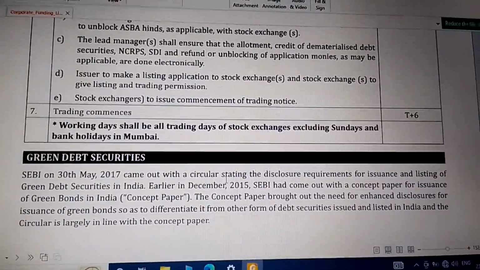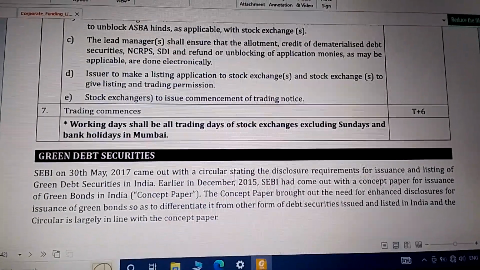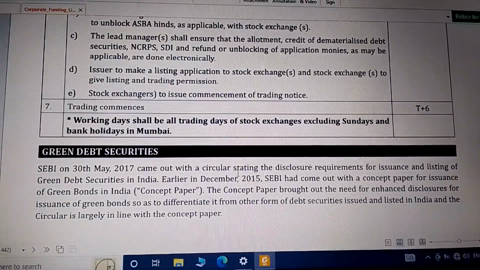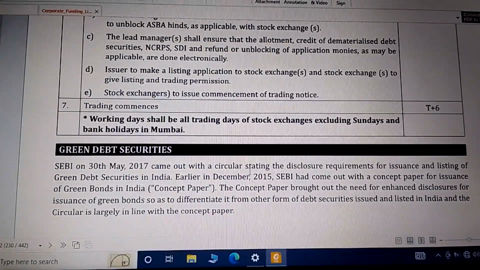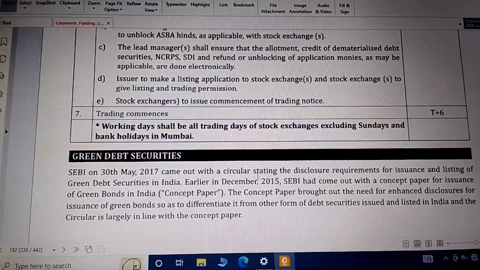Issuer to make a listing application to the stock exchanges, and the stock exchanges to give listing and trading permissions. Stock exchanges to issue the commencement of the trading notice. Trading commences T+6. Working days shall be all the trading days of the stock exchanges, excluding the Sundays and the bank holidays in Mumbai.